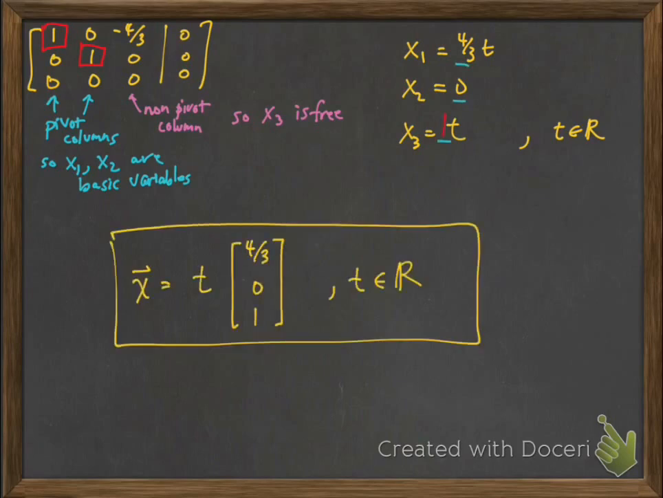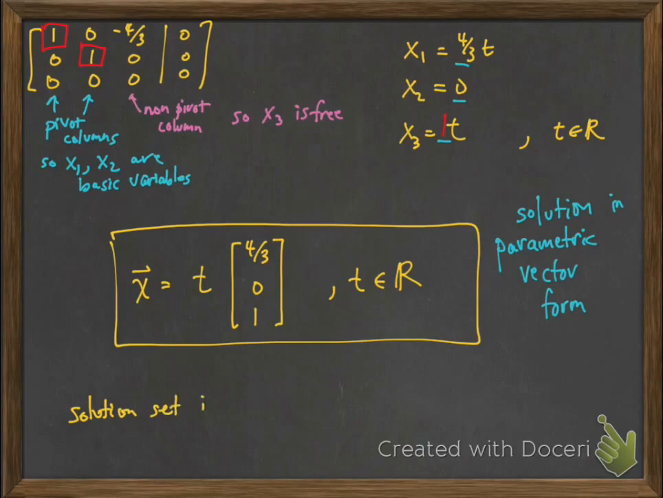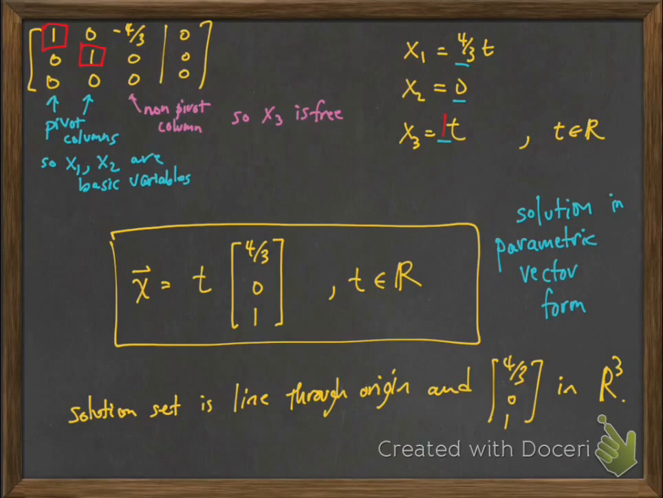If I want to write that in another way, thinking about vectors, I can grab the coefficients on t, so that'd be the 4/3, 0, and 1. And 4/3, 0, 1 times t for t in the real numbers gives me this solution set. This is the solution in parametric vector form. In this case, this is a line through the origin and the vector 4/3, 0, 1 sitting in R3.